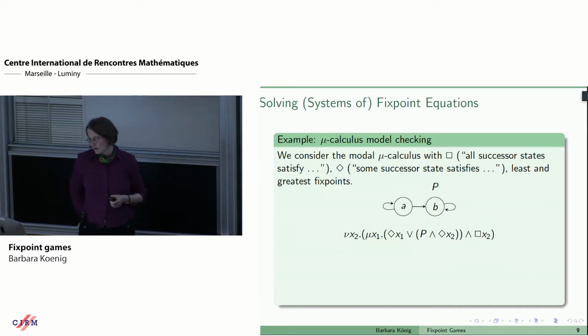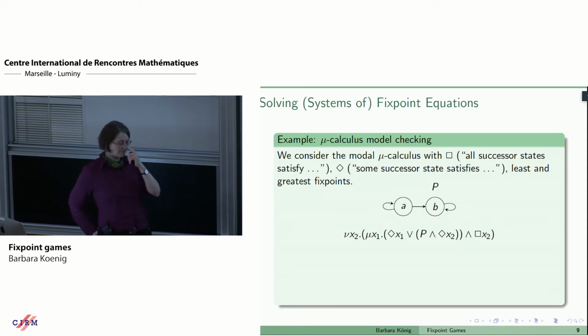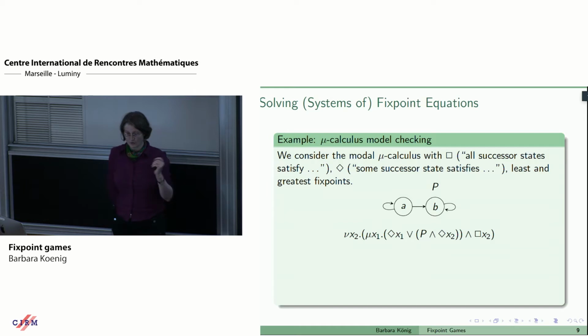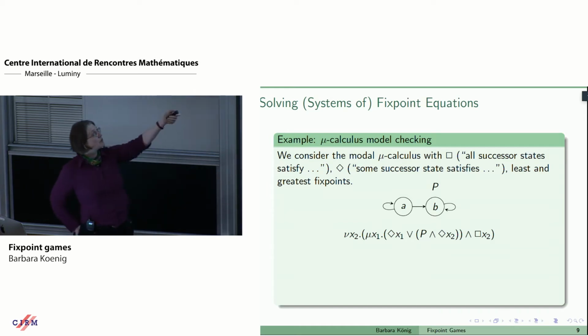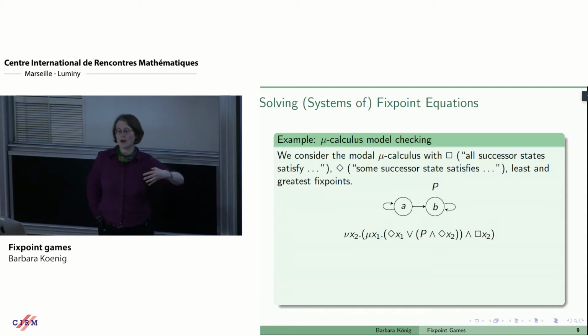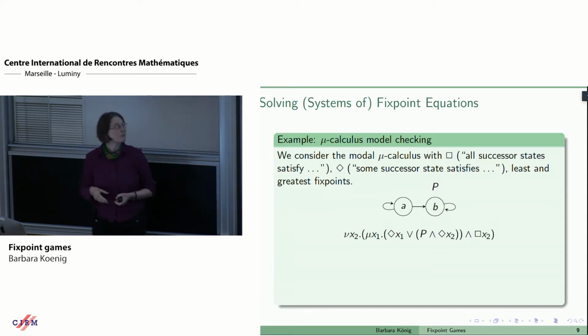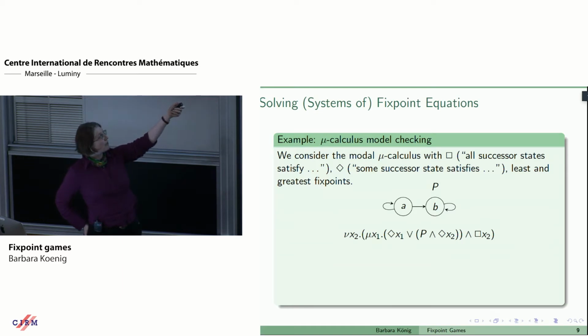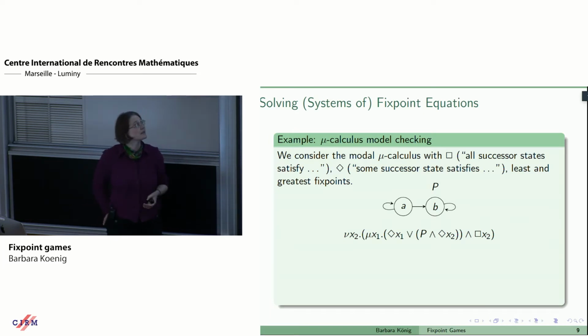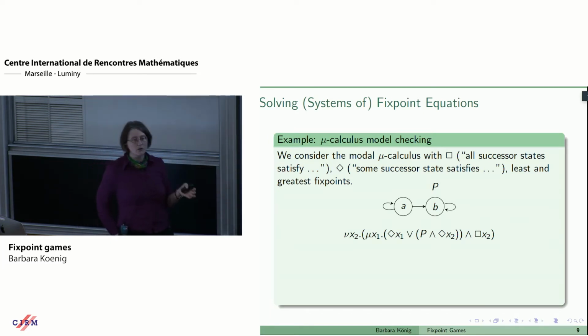So I'll talk about the modal mu calculus. There are two operators. First there's the box operator, and you apply these operators to sets of states. A state satisfies the box operator applied to a set of states if all successors satisfy the predicate given by the set of states. We also have the diamond operator, and that says that some successor satisfies this predicate, or some successor is in this set. And of course, then we have least and greatest fixed points and just the usual Boolean operations.